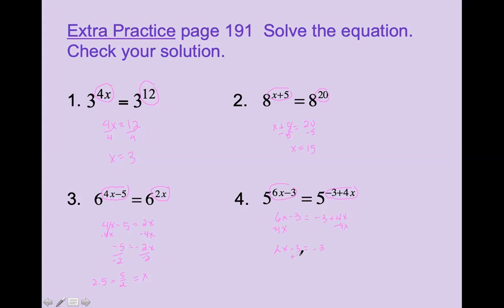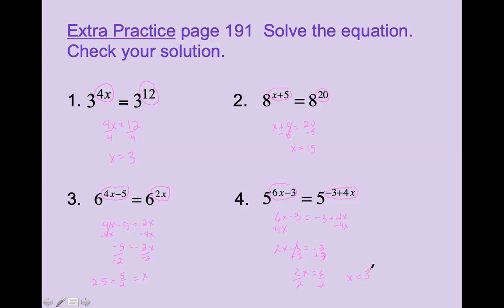Add 3 to both sides. And I get 2x is equal to, and it doesn't look like a 3, but it is. And 3 plus 3 is 6. Divide both sides by 2. And I get that x is equal to 3.